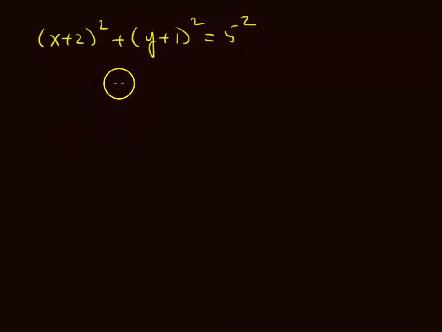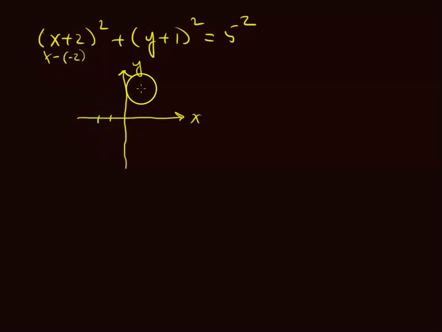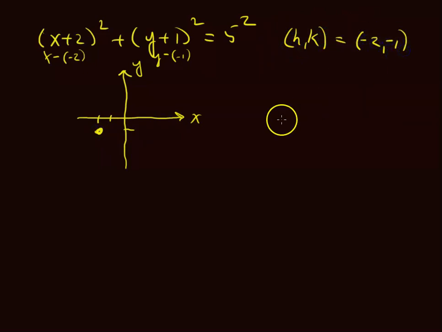Now, let's do this a little nicer. Remember, this is supposed to be x minus and y minus. So these are really negatives. This is really a negative 2. It's really x minus a negative 2. So I'm going to go to the left. And this is really y minus a negative 1. I'm going to go down 1 unit. That is where the center is. That is my (h, k), the negative 2 and the negative 1. r is equal to 5.